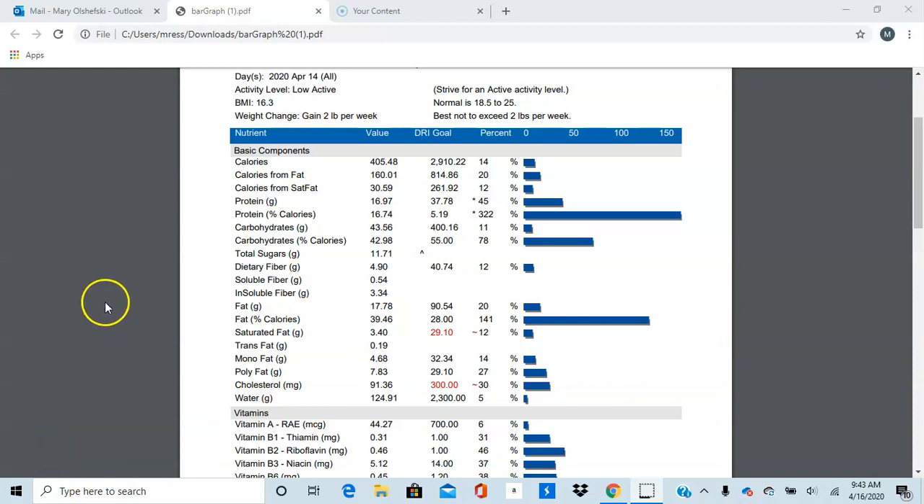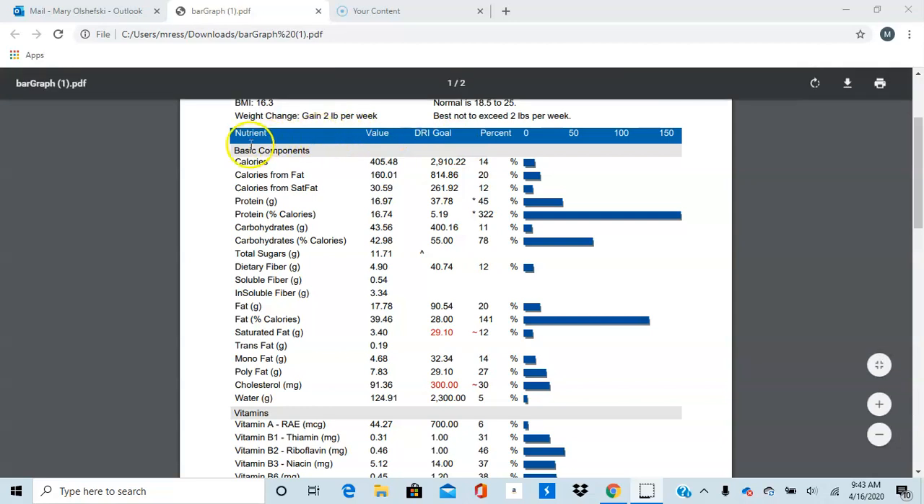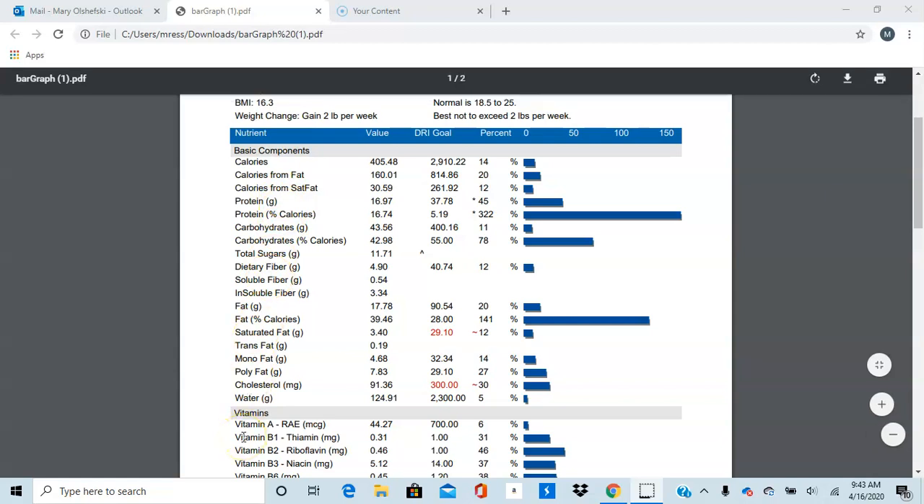Hi, I'm here to answer your question about what these columns mean and how to interpret them. So let's just look at the tabs going across the top. We have our basic components. This would represent the calories and then all the nutrients in the meal plan that you created.